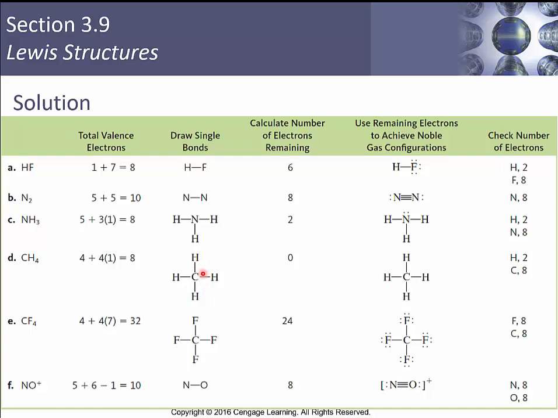My hydrogens all satisfy their duets. I've got 8. I've used 2, 4, 6, 8. My carbon is happy because it's got 2, 4, 6, 8. My hydrogens all complete their duets.